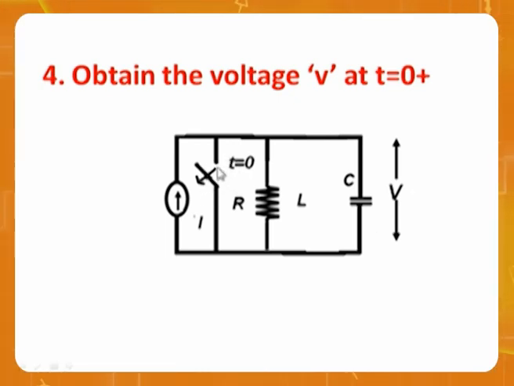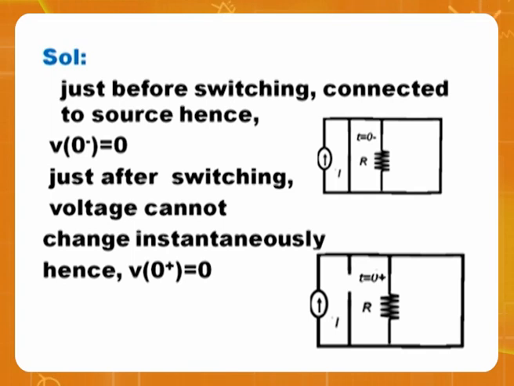Now please observe this key. This switch is open at t equal to 0. That means before 0 it was closed. I am going to show you. Slowly, carefully observe. Now follow me. Initially the switch was closed. At t equal to 0 plus it is open. So closed switch, open switch.